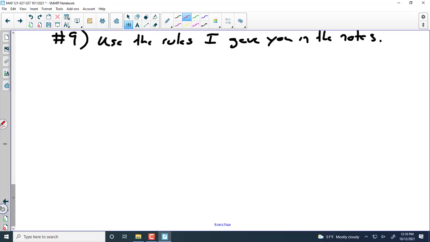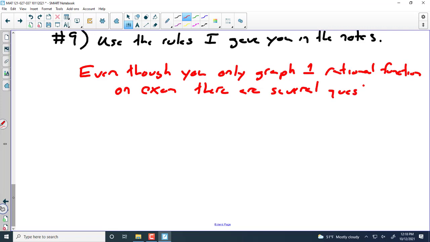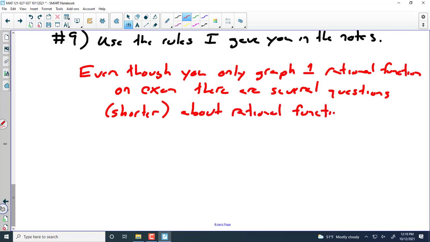Because, just so you know, even though you only graph one rational function on the exam, there are several shorter questions about rational functions. So in other words, there might be one where I just give you a rational function, I don't ask you to graph it, but I say, just give me the vertical asymptotes. So everyone's clear on that? You might just have to do some quick things also.